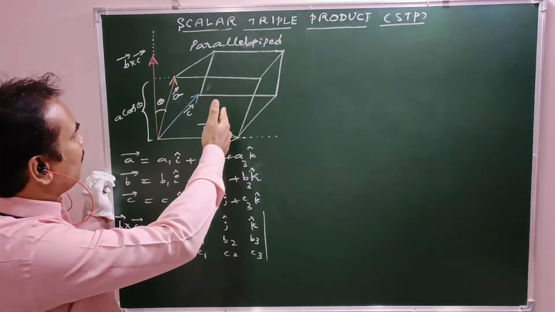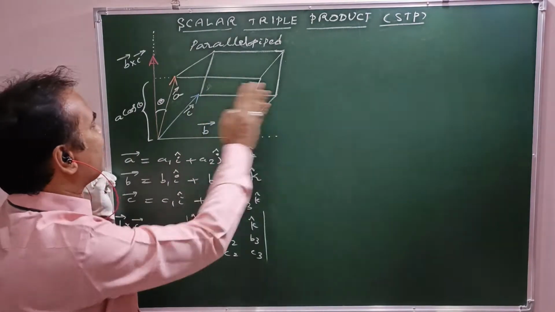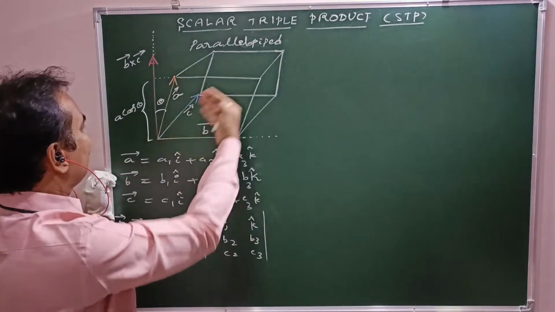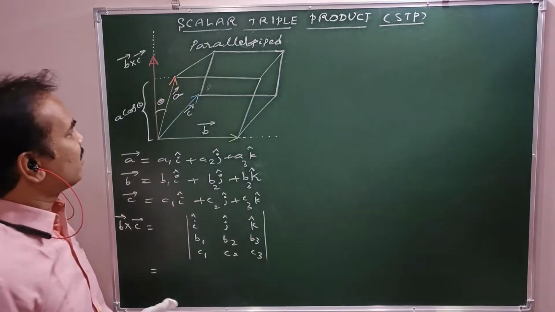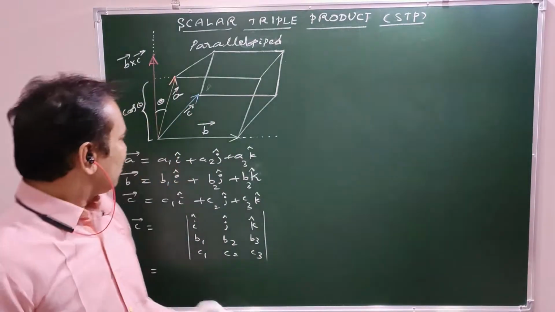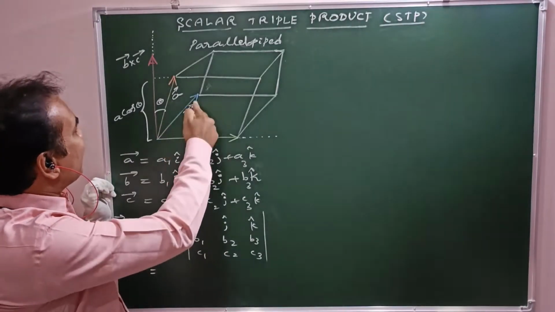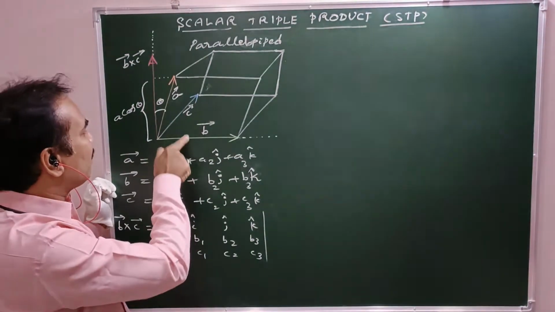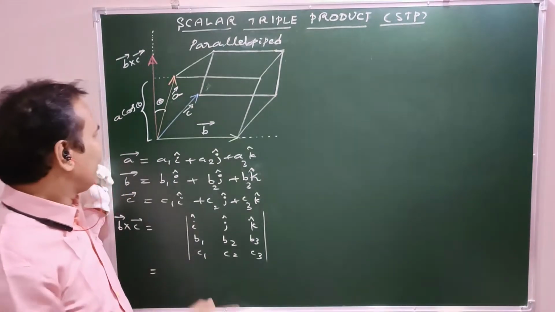In total, how many faces does it have? Top face, bottom face, right side face, left side face, front face and opposite face. Total 1, 2, 3, 4, 5, 6 faces. This is the parallelepiped. Here the given vectors are taken as the coterminous sides of the parallelepiped.